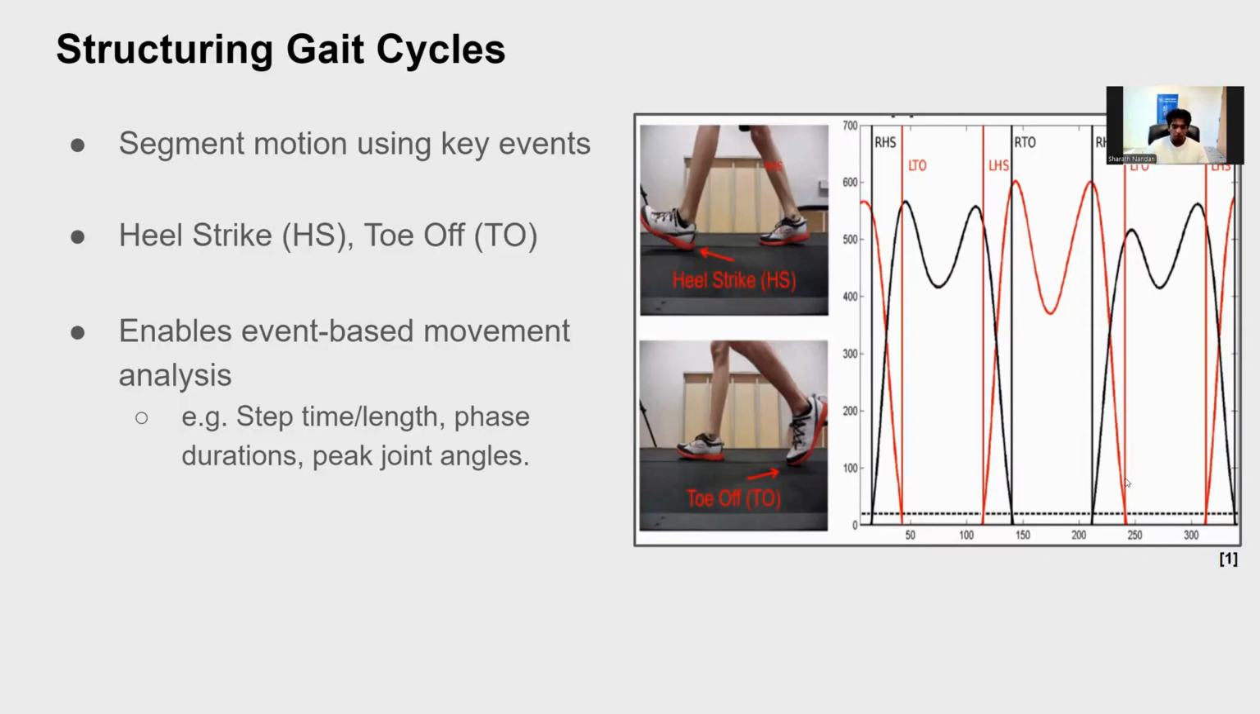So let's begin by introducing what we mean by structuring gait cycles. In simpler terms, this just means breaking down a person's walking movement into repeatable chunks or cycles. To do this, we use events, which are identifiable moments in walking movement. Examples of these events are heel strike, which signifies when the participant's foot makes contact with the ground, and toe off, which is when the foot leaves the ground.